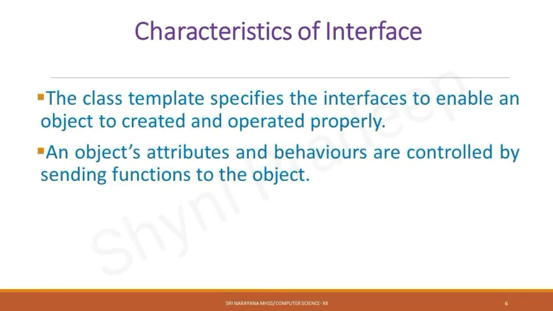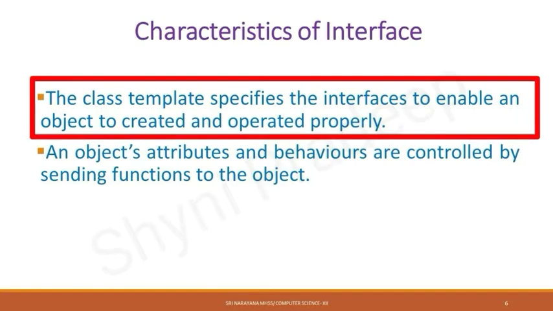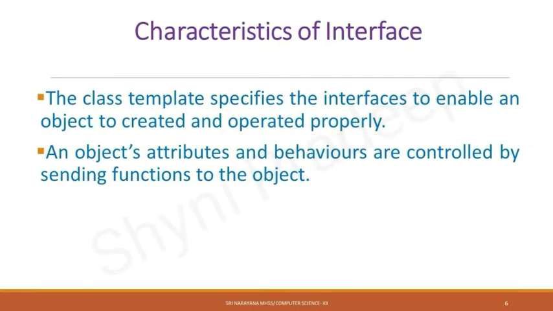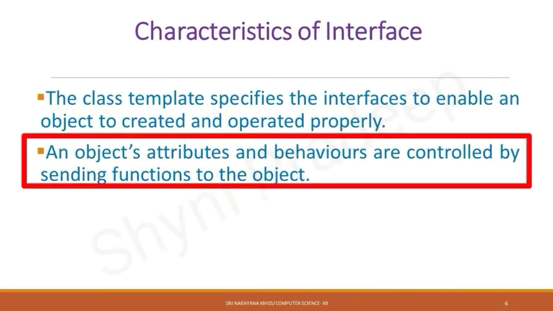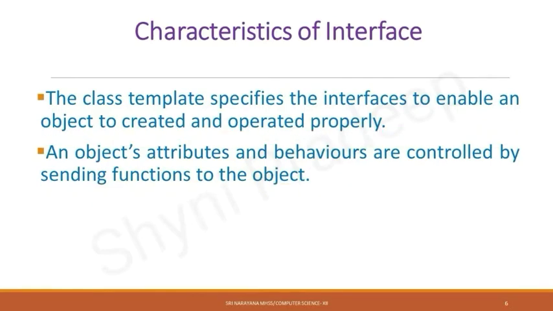Next let us see about characteristics of interface. The class template specifies the interface to enable an object to be created and operate properly, which means the class template specifies the interface for what purpose? To check whether the object is working properly or not. Next point, an object's attributes and behaviors are controlled by sending functions to the object. What do you mean by attributes? Attributes are nothing but data members, and behaviors are member functions.